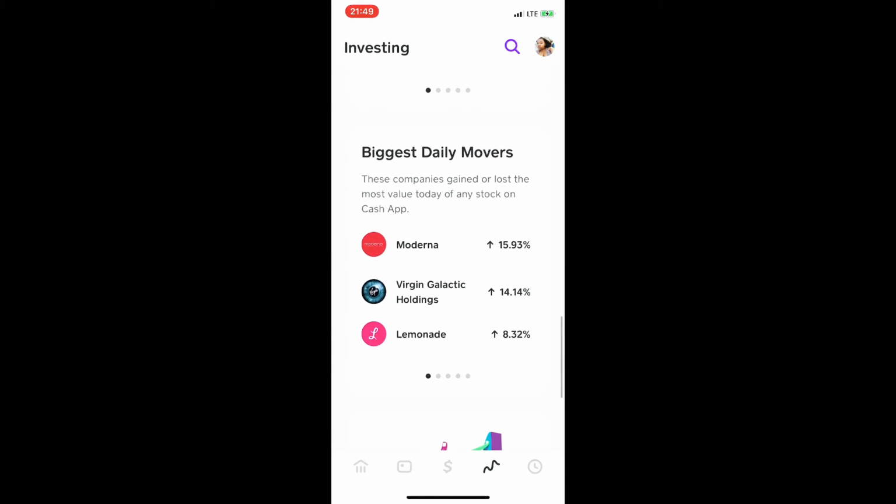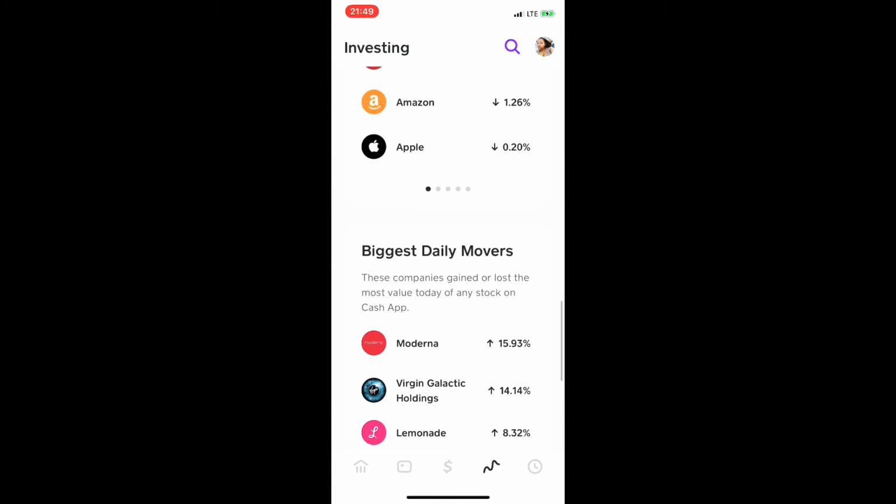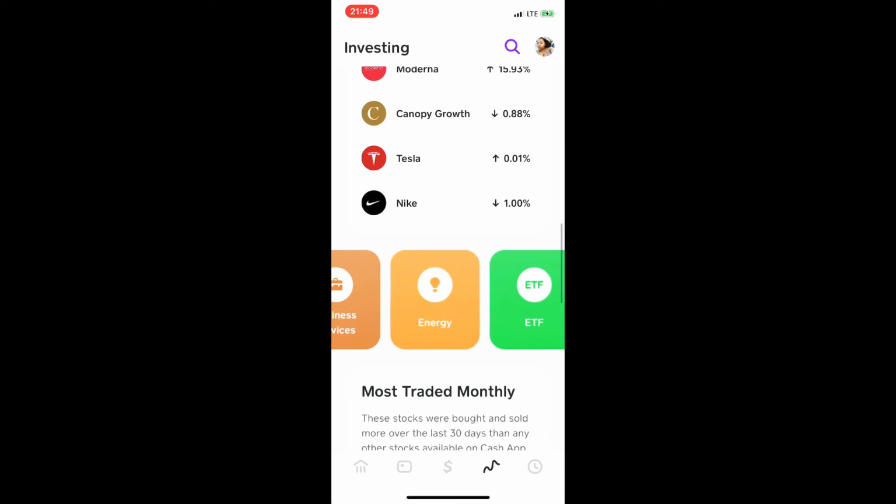The next one is the biggest daily movers. You see Moderna was 15.93%. So that just means it went up 15.93% today. It started at about $84 and it went up to about $94. So when you put your finger on there and hard press, you can see it's based on the chart what the dollar amount it was at a certain time of the day.